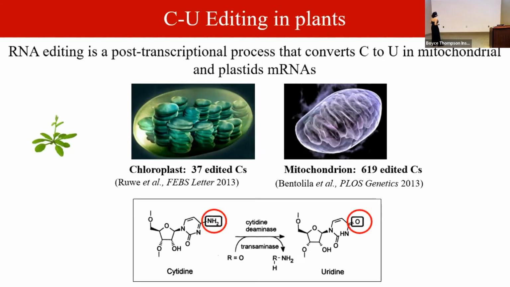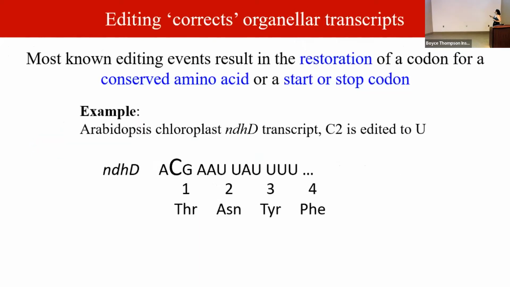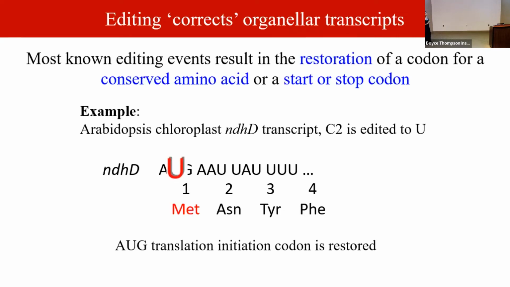Now, this image below shows the structural change that occurs during this editing process. The red circles emphasize a cytidine deaminase reaction. Now, why is C to U editing needed? Well, editing corrects organellar transcripts, meaning that most known editing events result in the restoration of a codon, either for a conserved amino acid or a stop or start codon. The latter is shown in the example here. In the Arabidopsis chloroplast, in the HT transcript, the cytosine in the first codon is edited to uracil. Now the AUG translation initiation codon is restored.